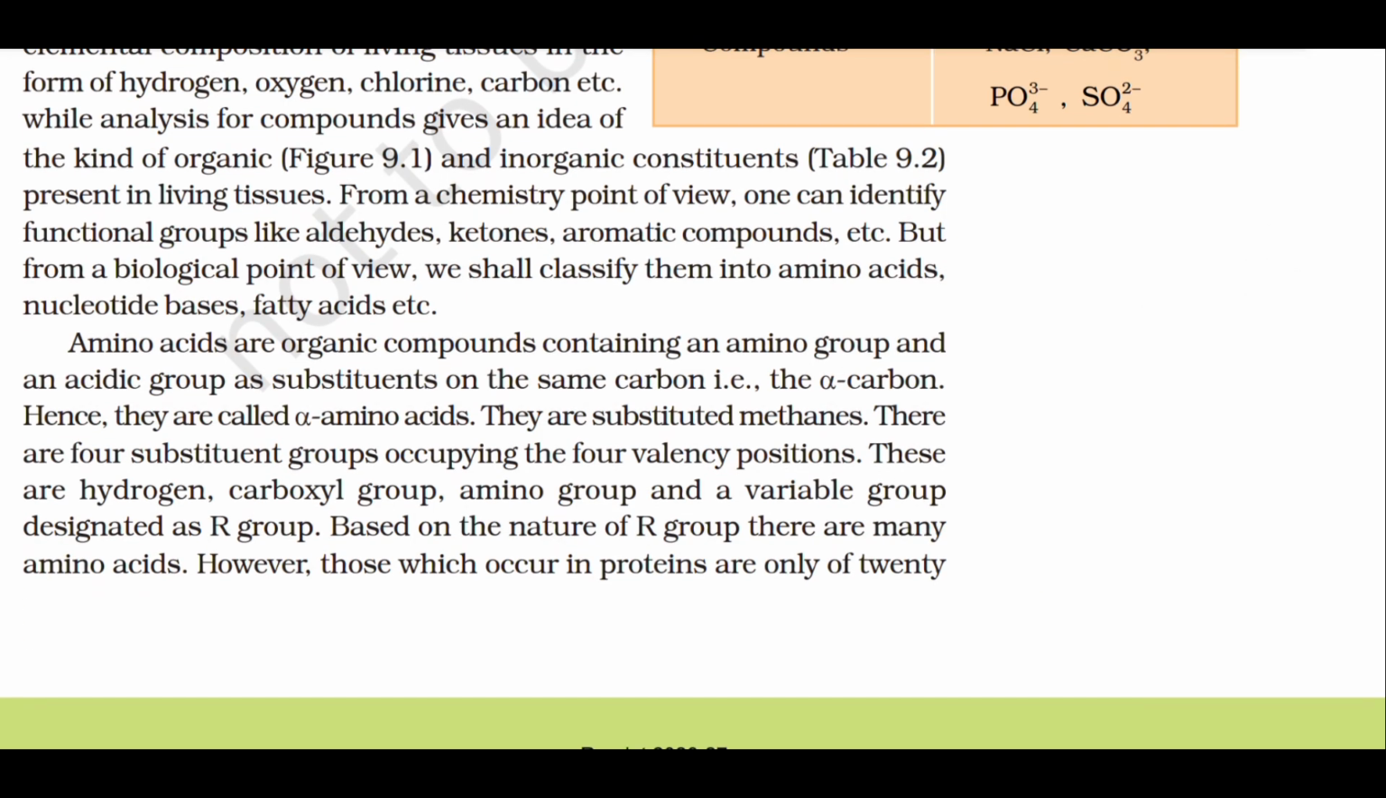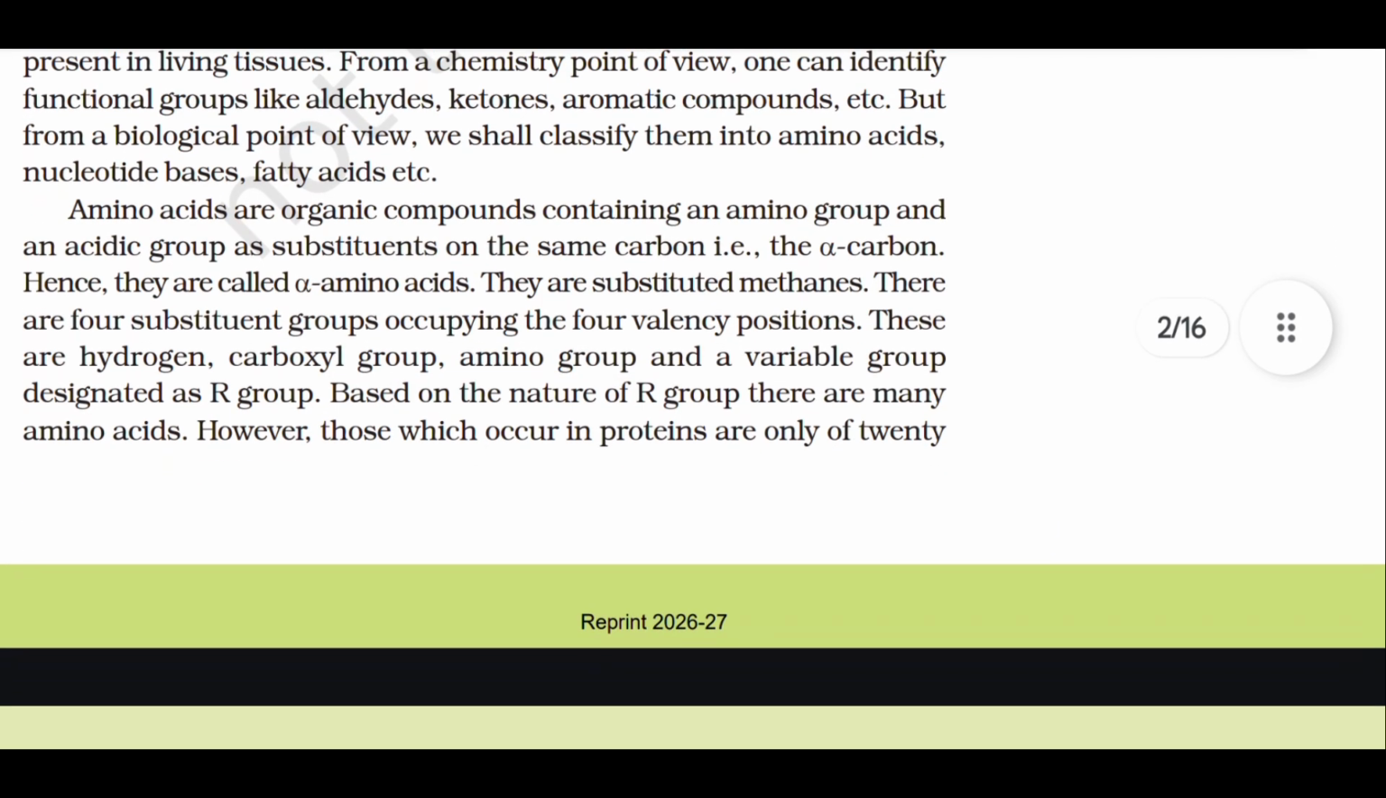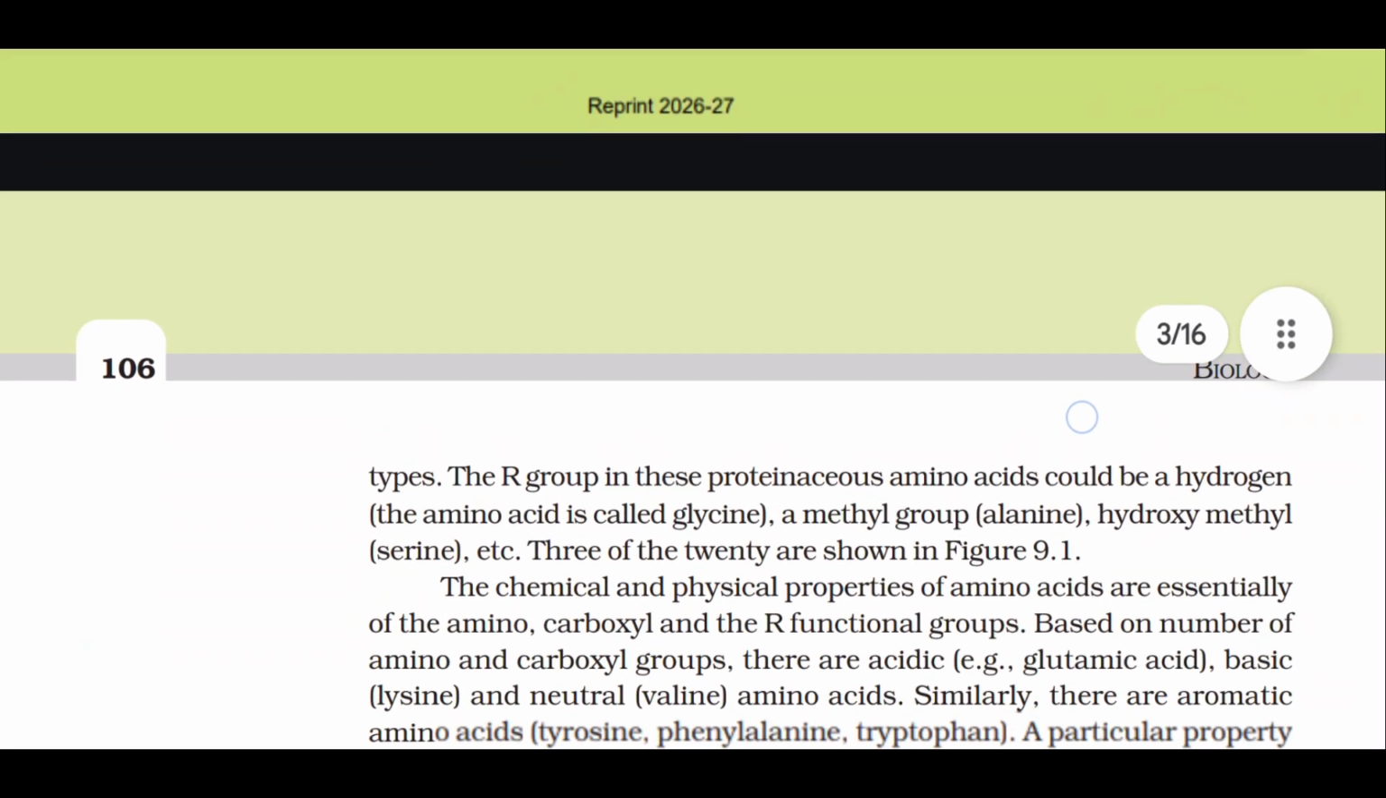Amino acids are organic compounds containing an amino group and an acidic group as substituents on the same carbon, that is, the alpha carbon. Hence, they are called alpha amino acids. They are substituted methanes. There are four substituent groups occupying the four valency positions. These are hydrogen, carboxyl group, amino group, and a variable group designated as R group. Based on the nature of R group, there are many amino acids. However, those which occur in proteins are only of 20 types.